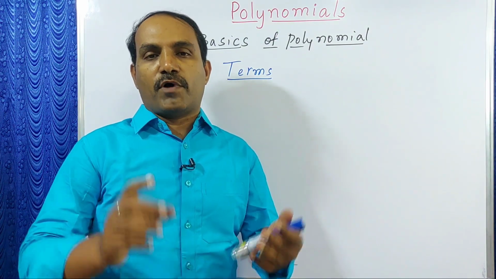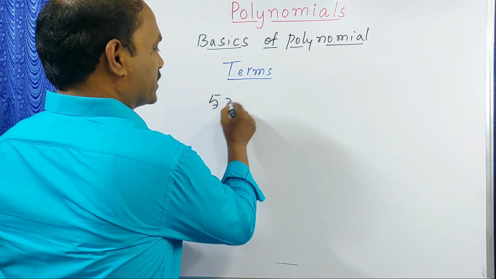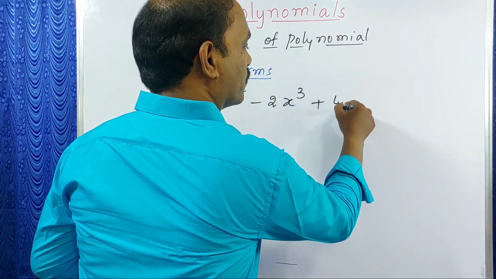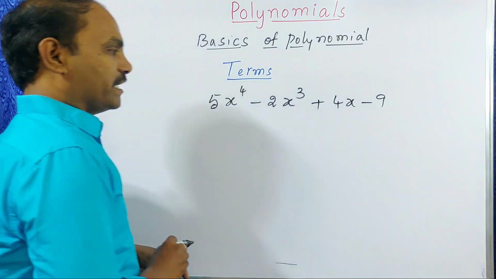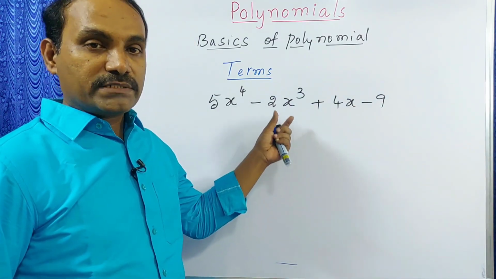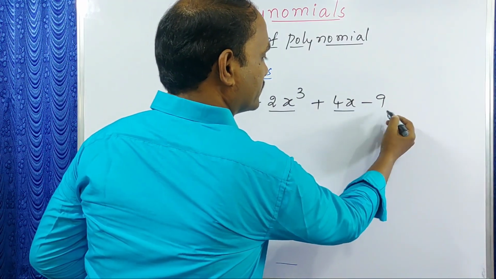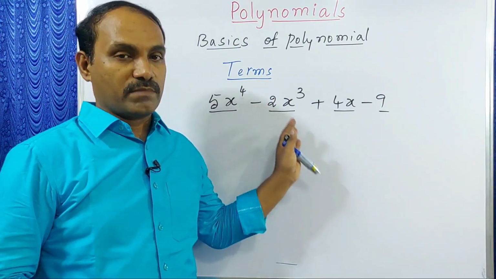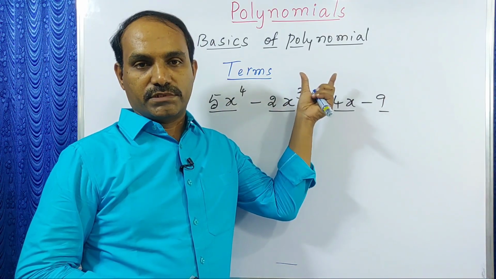And the next one is terms. What are the terms of a polynomial? For example, if we take one polynomial, 5x power 4 minus 2x cube plus 4x minus 9. This one is a polynomial, and each part of the polynomial separated by the basic fundamental operations, plus and minus, is one term. This one is one term, this one is one term, this one is one term and this one.